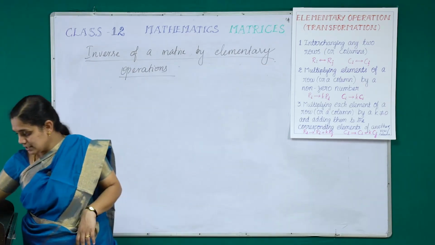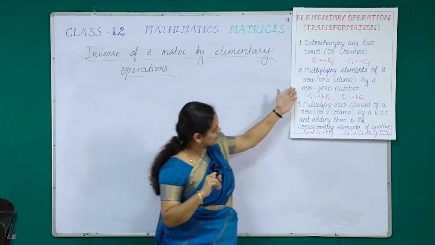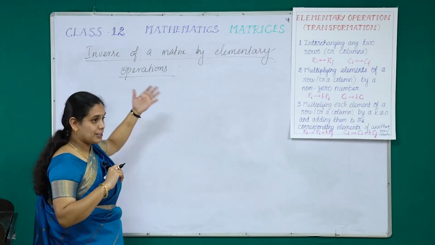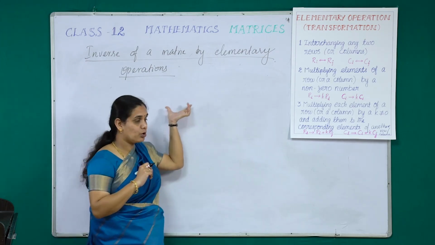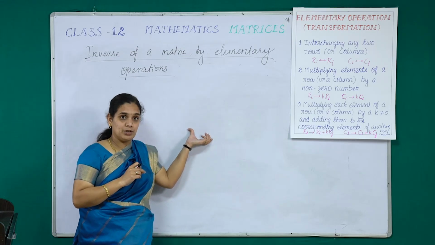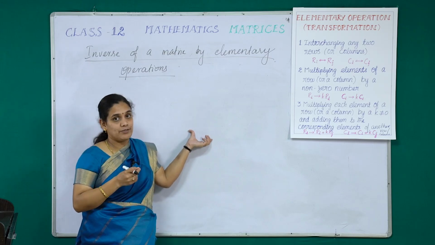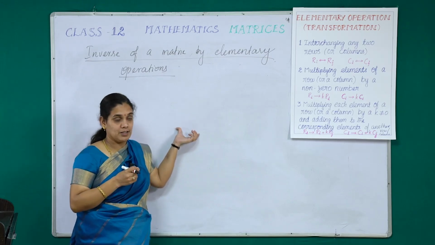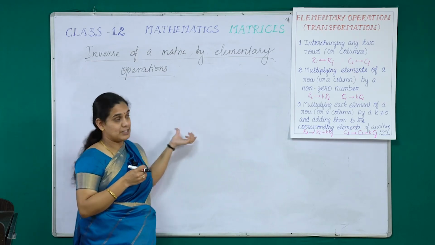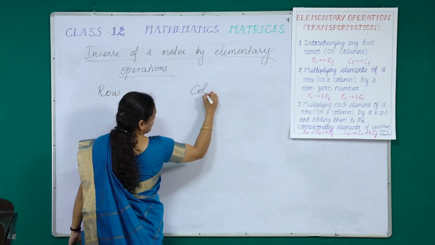Elementary operations. Here we know row transformation and also column transformation. So, we can find the inverse of a matrix either by the elementary row transformation or by the elementary column transformation. If it is mentioned in the question paper, particularly to solve or find the inverse of a matrix by elementary row transformation, you have to do the particular method. If not, it is up to you. You can choose a row or column, whichever you find easier.